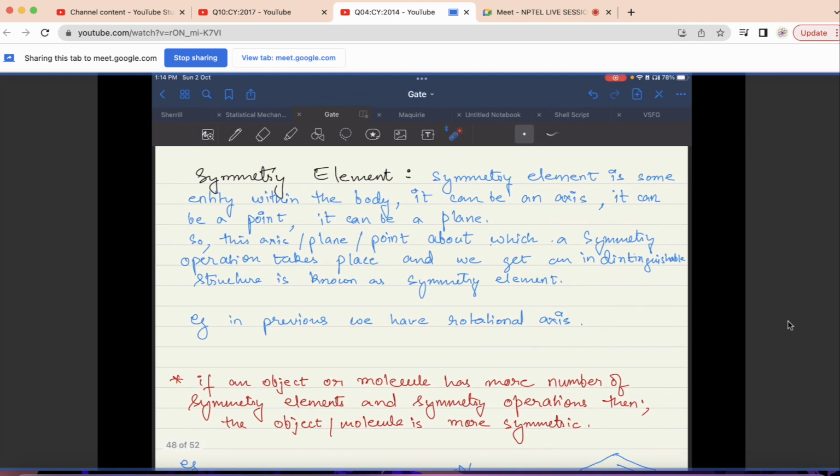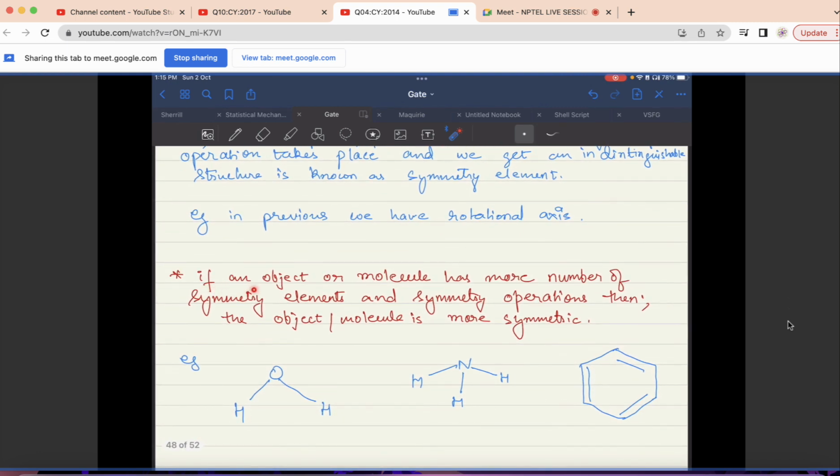So we have the symmetry element and we do the symmetry operations, and we find out the different indistinguishable or identical structures we can get. The more identical or indistinguishable structures we get, the more symmetry in that particular molecule or structure. In the previous equilateral triangle example, we saw that there was a rotational axis, so the element was an axis. If an object or molecule has more symmetry elements and symmetry operations, then the object or molecule is more symmetric.